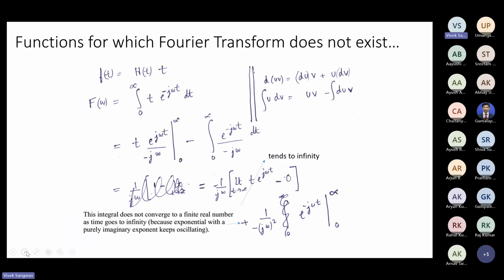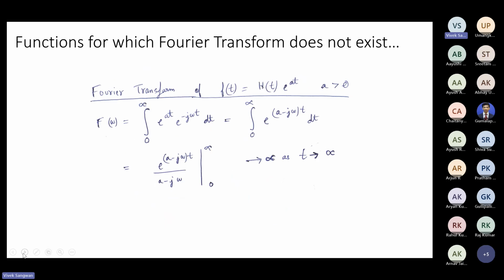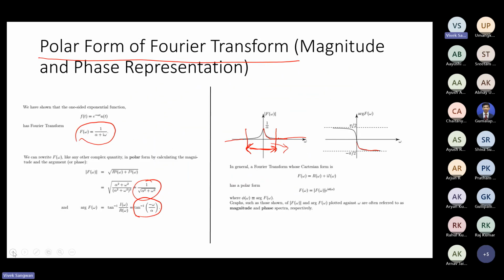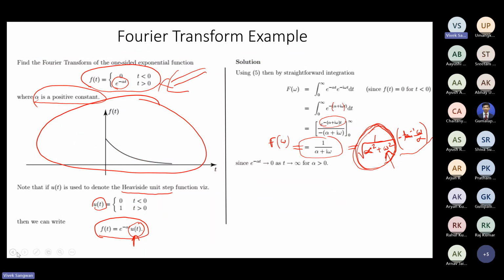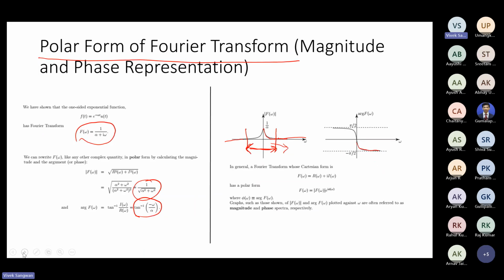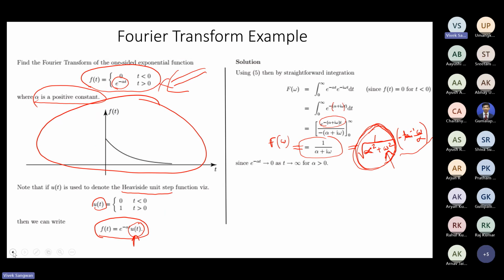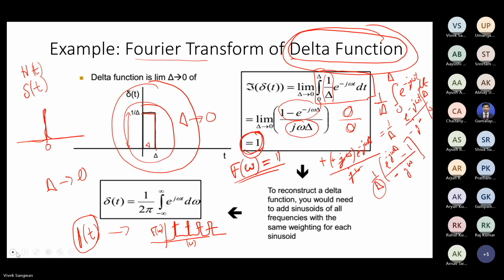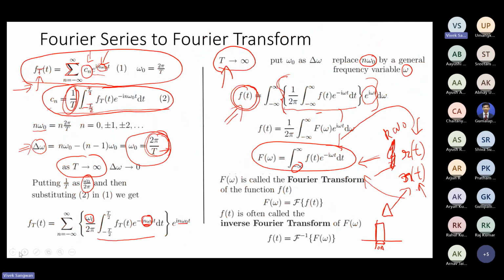Now let's talk about some functions for which the Fourier transform does not exist. So we gave you two examples for which Fourier transforms exist. Okay. But the problem with Fourier transform is that it does not exist for all functions. The reason it does not exist for all functions is because of this integral itself. Okay. So this integral is an integral of an oscillating function.